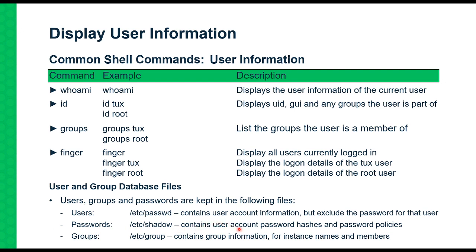Now this contains the account password hashes. This means the encrypted passwords are listed here. You still cannot see the password, and you can also make changes to the password policies. Then when it comes to groups, the group data is located at /etc/group, and it contains all the group information, for instance the names and the members. Now let's do these commands on our server.